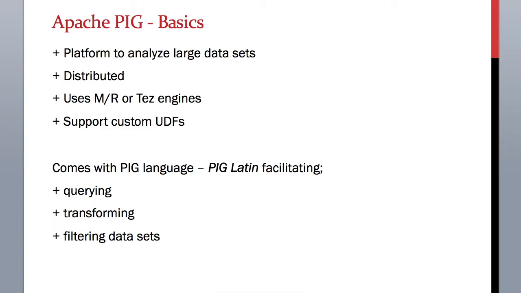Since it is built over Hadoop and HDFS, it leverages distributed computing by default. It can use either MapReduce or Tez as its execution engines. Not just that, Apache Pig also supports custom user-defined functions, where developers can create custom functions and distribute them to other developers. Apache Pig also comes with its own scripting language.